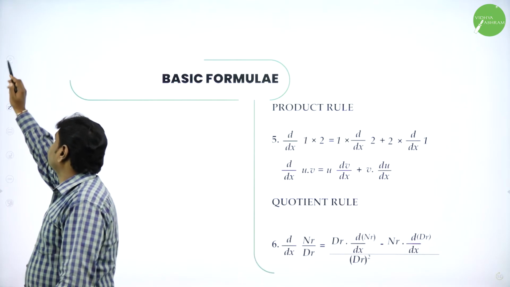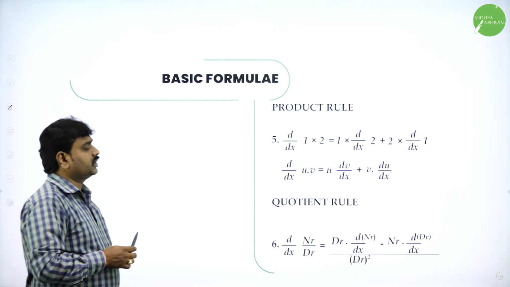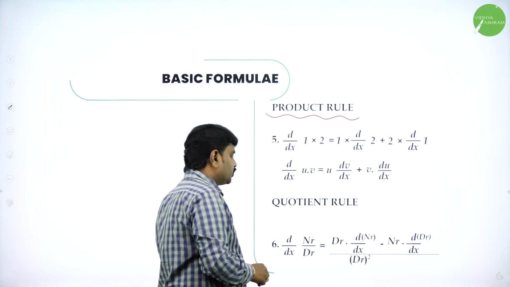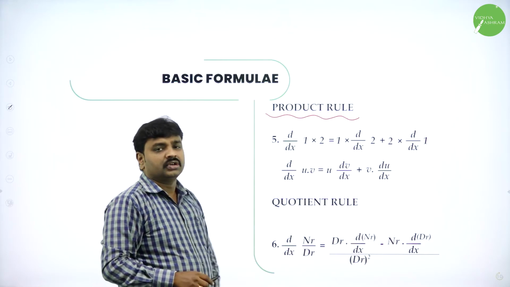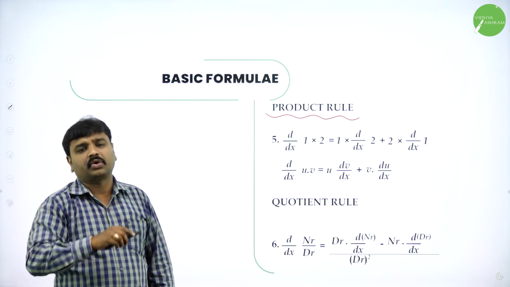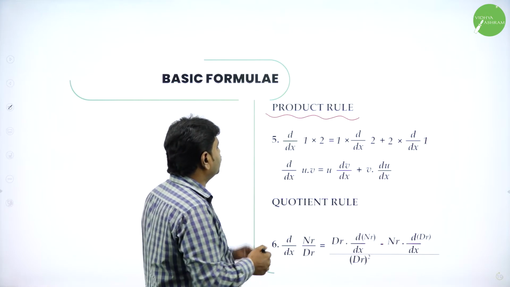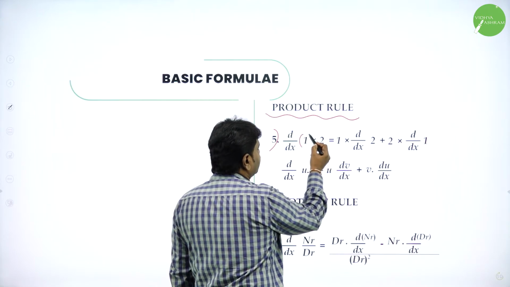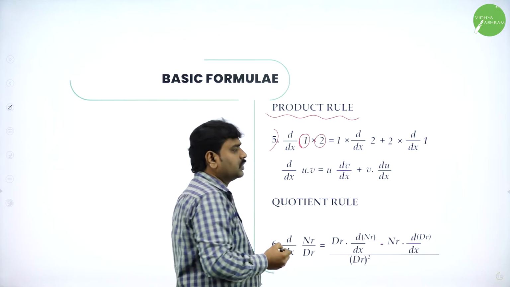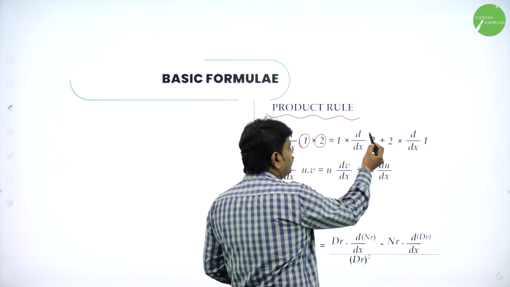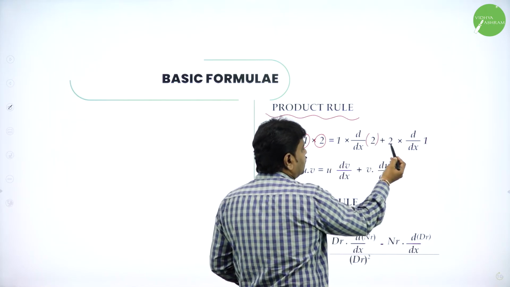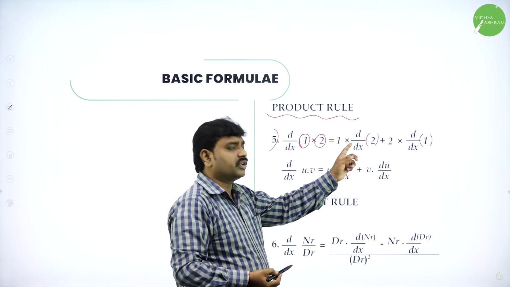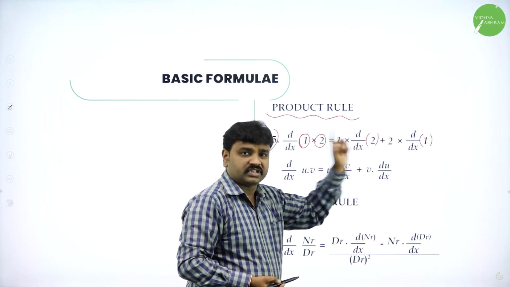Next we have something very important. In today's class, this is the most important: the 5th rule and the last, 6th rule, the product rule and the quotient rule. First we will discuss the product rule. The 5th rule is the product rule: d by dx of first function into second function is first function into d by dx of second, plus second function into d by dx of first. What is the product rule? First into the derivative of second plus second into the derivative of first.